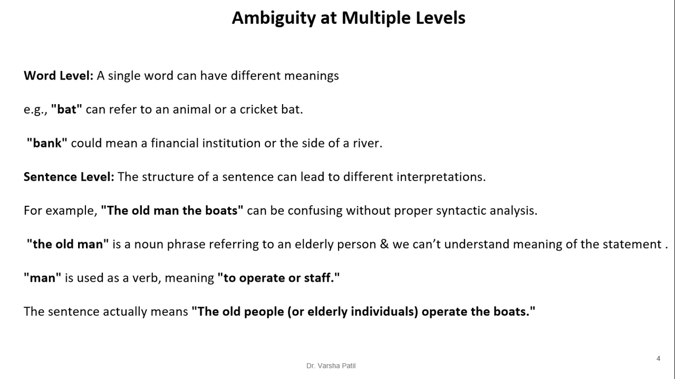Sentence level. The structure of a sentence can lead to different interpretations. For example, the old man the boats. It can be confusing without proper syntactic analysis. Here, if we take the old man as a noun phrase referring to an elderly person, we can't understand the meaning of the statement. But here man is used as a verb meaning to operate or staff. So the sentence actually means the old people or elderly individuals operate the boats.